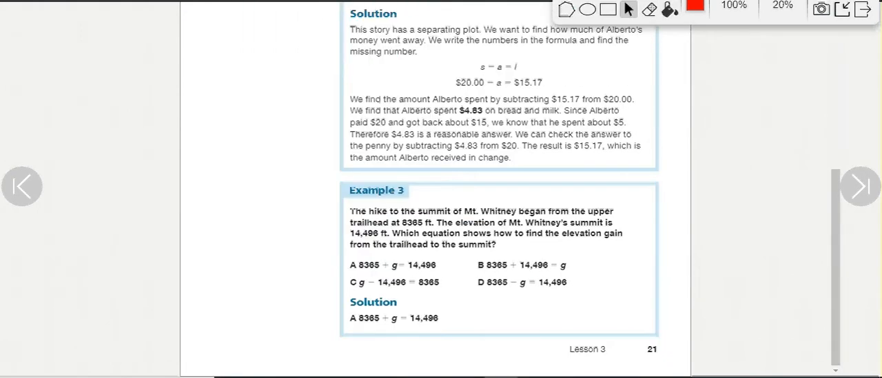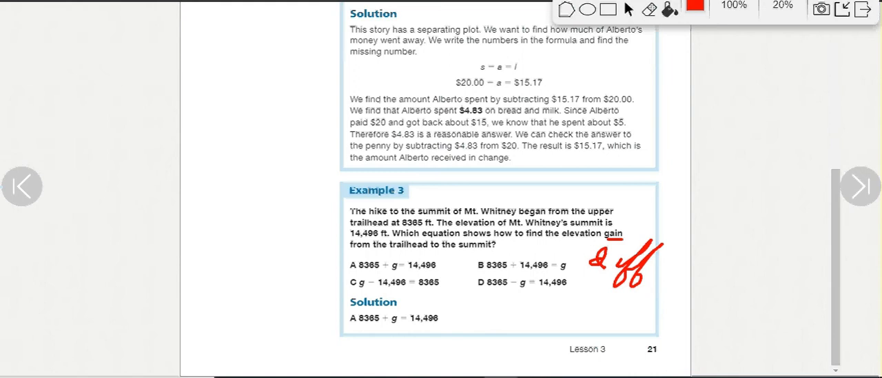The hike to the summit began from the upper trail at 8,365 feet. Elevation of the summit, or the top, is 14,496 feet. Which equation shows how to find the elevation gain? We started at 8,000 something, ended at 14,000 something. Gain means separation or change, a difference from one to another, I believe. But they don't have the difference I would like. I want 14,000 some minus 8,000 some.